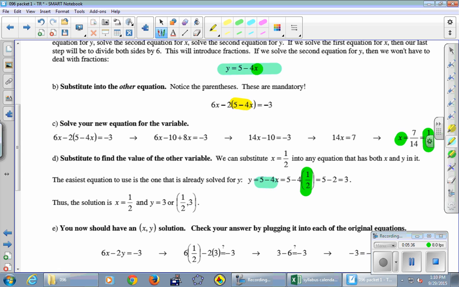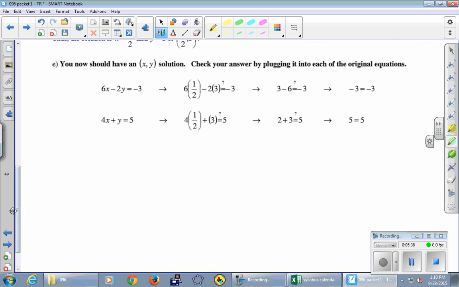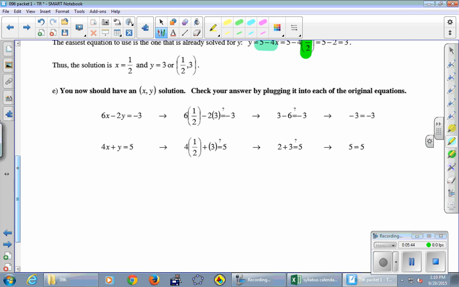All right. This isn't going to be mandatory for us, but if you have time, you'll want to check your answer, and you should be able to plug 1/2 and 3 into not just one equation, but both of the original equations and get things that are true. So in this case, the first equation ends up being -3 equals -3, it's true. Second equation, 5 equals 5, it's true. That means we actually did find the solution and we didn't make a mistake. If you get something that isn't true, you made an error someplace.